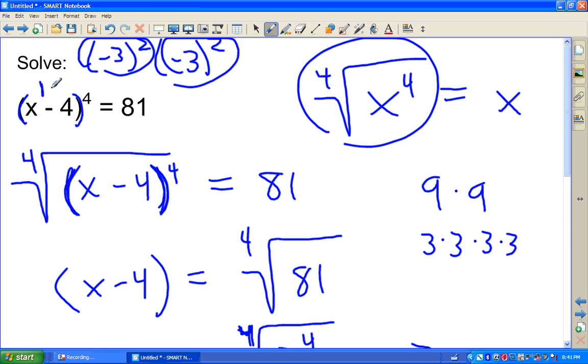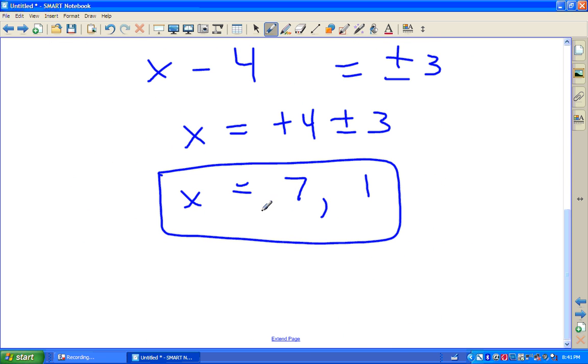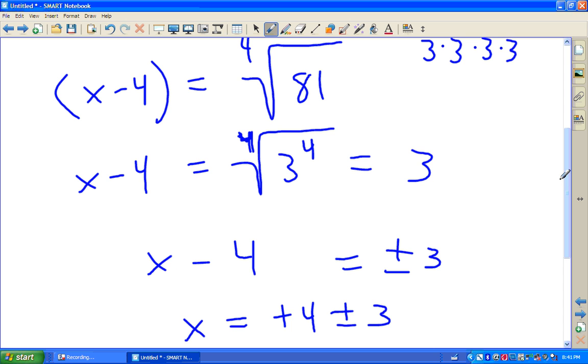So 1 minus 4 gives me the minus 3 value, and 1 also works. So both of these answers have been proved to work for this equation. So be careful when you take the root of something and it's an even root, you must put the plus or minus there. I should have put it here too, but there you go.